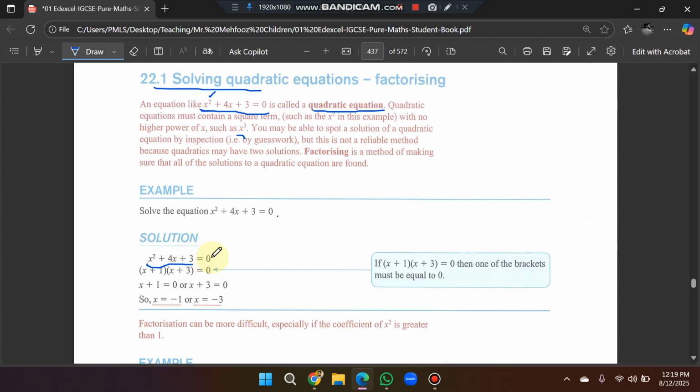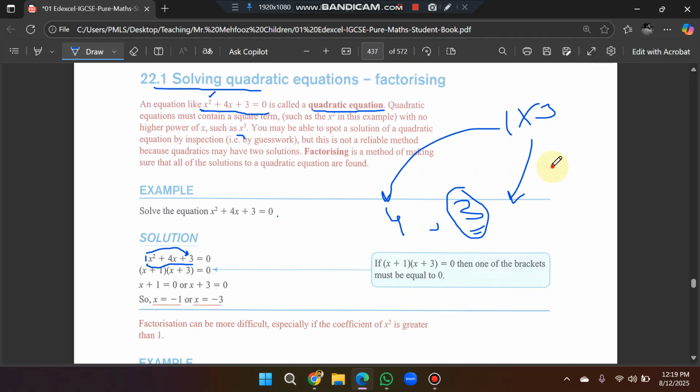So we have studied previously that we have to multiply its coefficient by the last term, that will be equal to 3, and this 4 is as it is. We have to make the pair of this one. We have to find the pair which, when multiplied, its answer will be 3, and when we add this pair, 1 plus 3, that will be equal to the central term. So you can see that we have the pair 1 and 3.